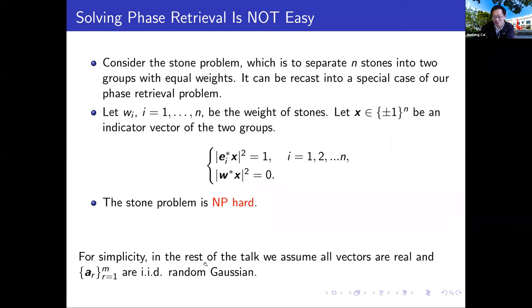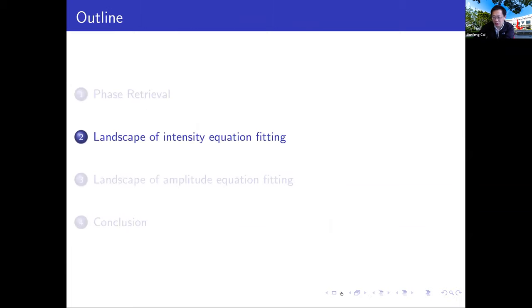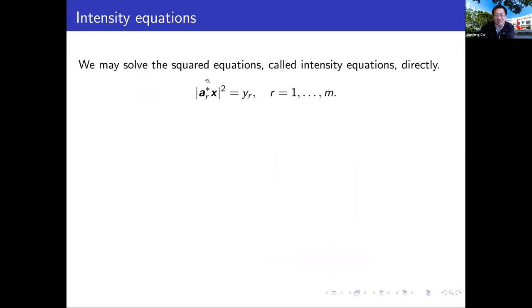Therefore, for simplicity, in the rest of this talk we restrict the discussion to the case where all vectors are real, and the A matrix is just a random Gaussian matrix. Though some results can be extended to the complex case, we assume all vectors are real. Let's see how to solve this phase retrieval problem. We may just solve this equation, which we call the intensity equation, directly, because that's the intensity received in the real imaging system.